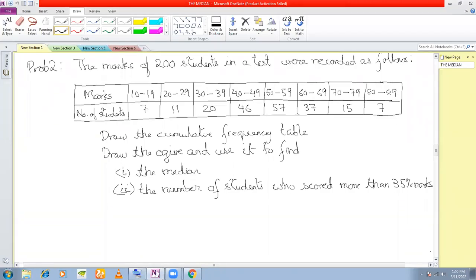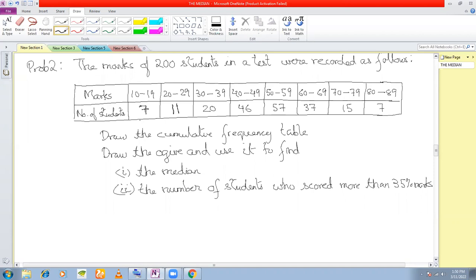The marks of 200 students are given. And what are the marks given? Between 10 to 19, how many students have got between 10 to 19? 7 students have got between 10 to 19. 20 to 29, only 11 students have got between 20 to 29 marks. And so on, you have till 80 to 89.